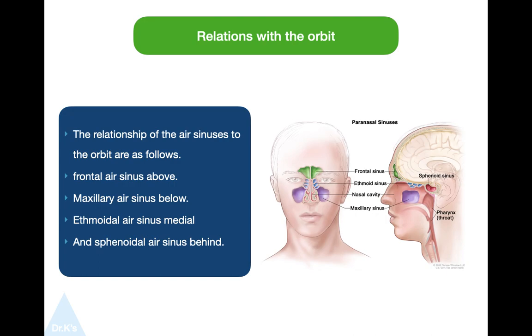When talking about the relations of these sinuses with the orbit, they are seen above, below, medial, and behind. Can you see above? Frontal air sinus. Below the orbit, you can see maxillary sinus. Behind, you can see sphenoidal air sinus. And medially, you can see the ethmoidal air sinus.